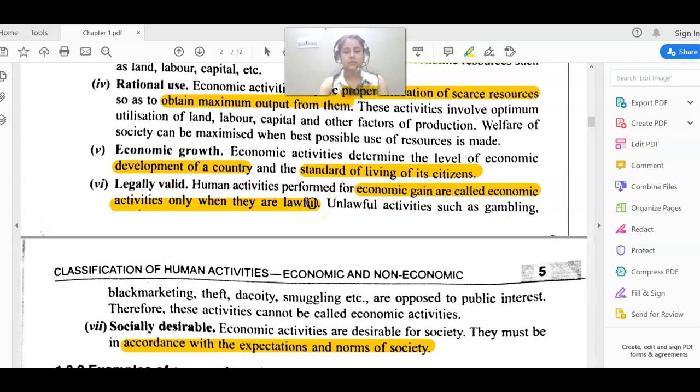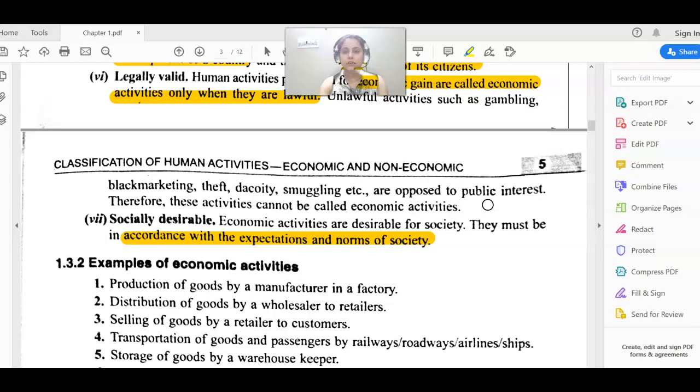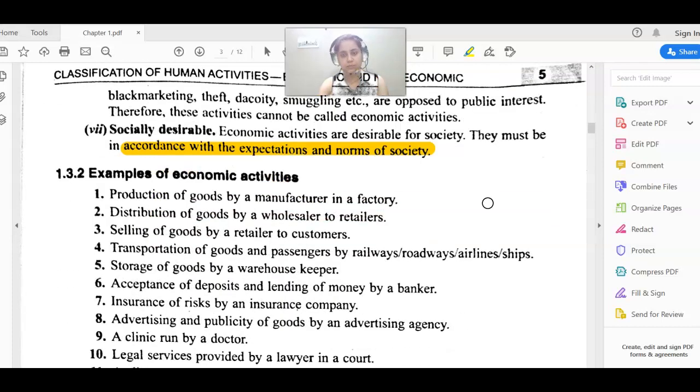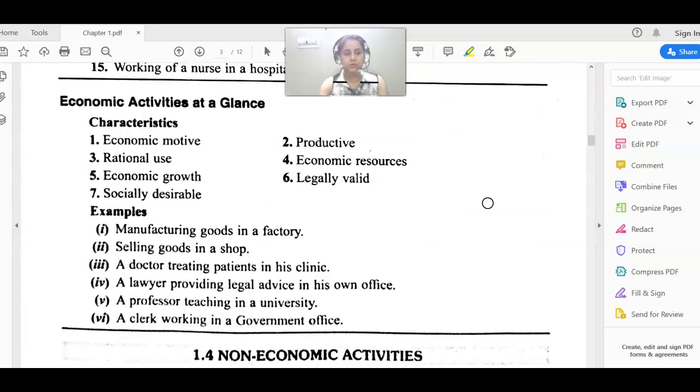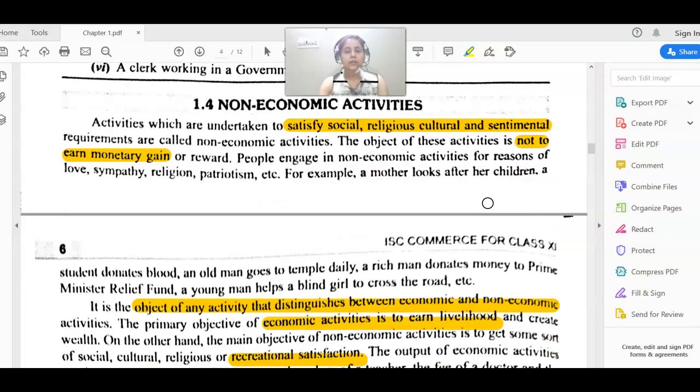All economic activities which we do should be lawful, recognized by the law. So that means all gambling, smuggling, theft, dacoity, these are not economic activities, they are not lawful activities. Further, those activities should be socially desirable. We did a question also. Now, in today's video, we are doing what non-economic activities are. Further, we will also see what the types of economic activities are.